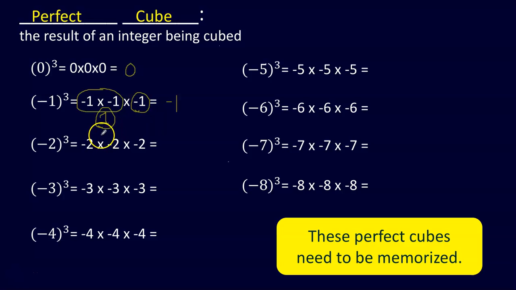All right, we'll look at another one. Negative 2 times negative 2 is a positive 4. And then a positive 4 multiplied by a negative number gives you a negative result, negative 8. So the idea is that you're going to get a positive number from the first pair, and then you'll multiply that positive number by a negative number, resulting in a negative number.